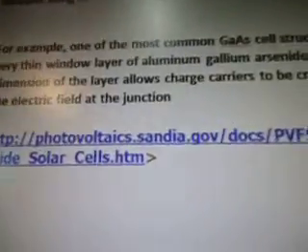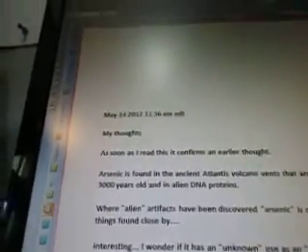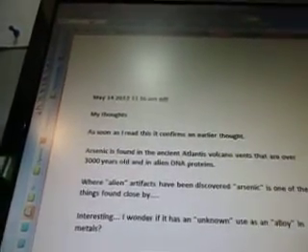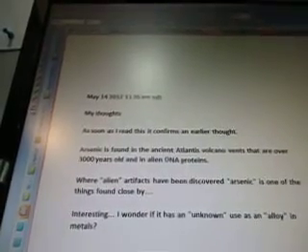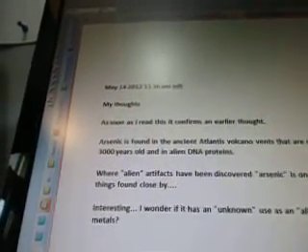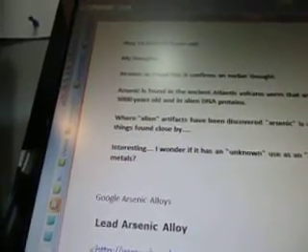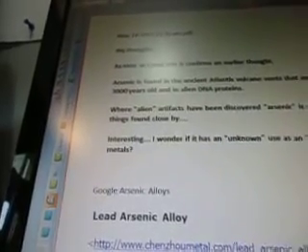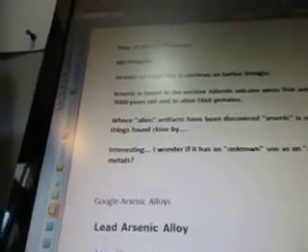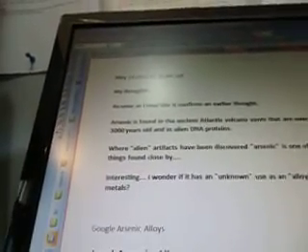That's photovoltaics.sandia.gov. It's a document about arsenide solar cells. So, May 14, 2012, my thoughts. As soon as I read this, it confirms an earlier thought. Arsenic is found in the ancient Atlantis volcano vents that are over 3,000 years old and in alien DNA proteins. Where alien artifacts have been discovered, arsenic is one of the things found close by. Interesting. I wonder if it has an unknown use as an alloy in metals. Maybe if you mix it in with your metals, it'll make your metals able to withstand more heat.